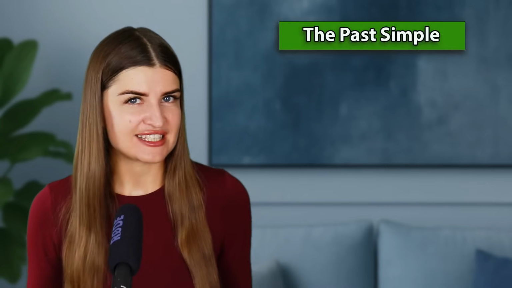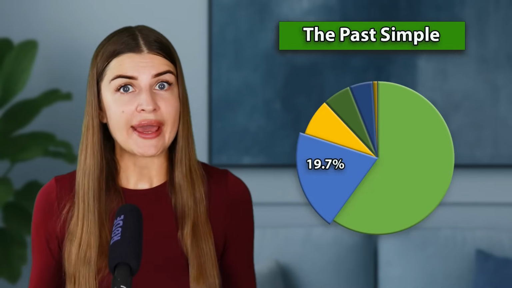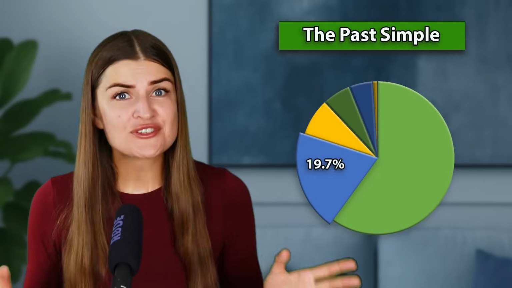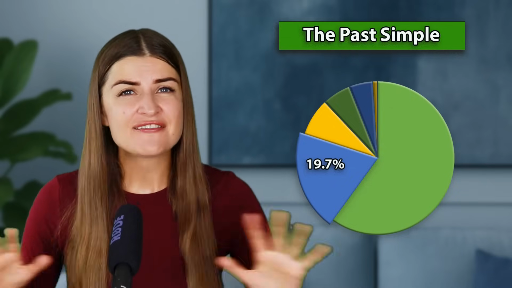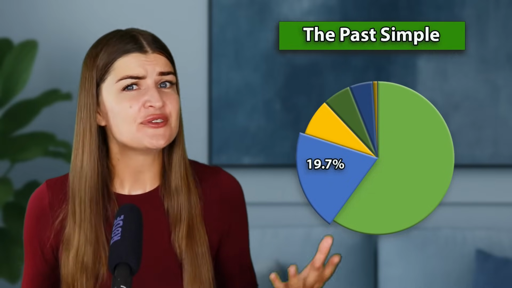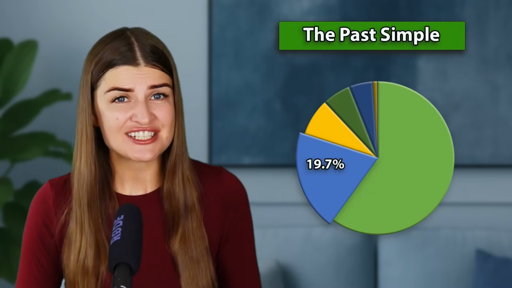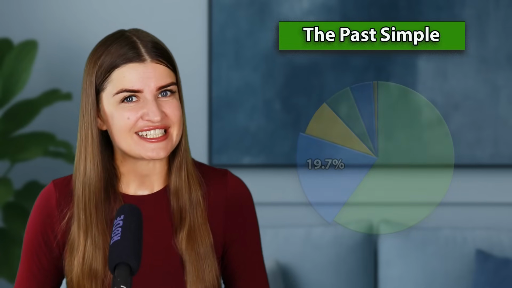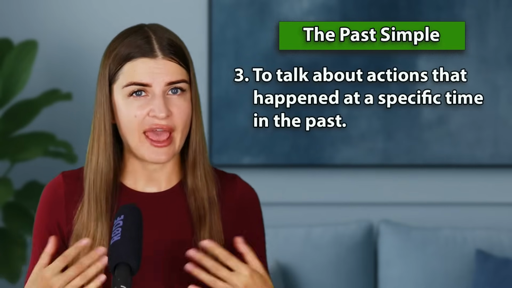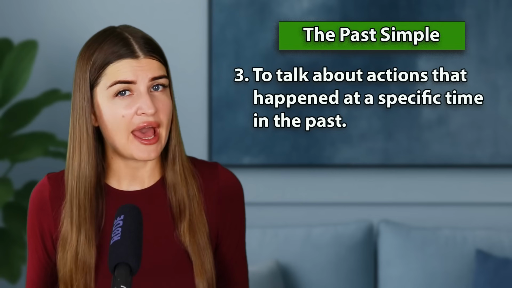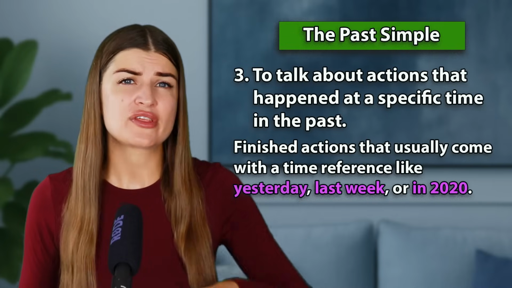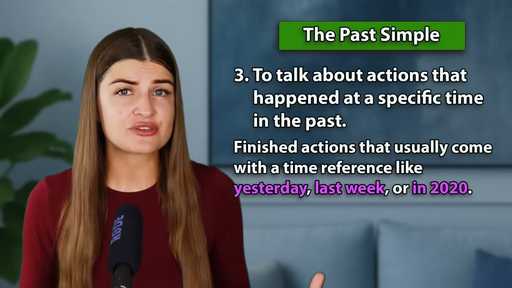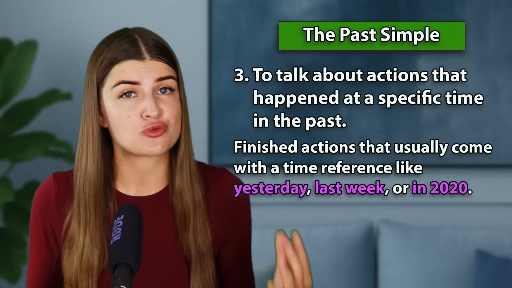Next up is the past simple, the second most used tense in English. Why? Because we love to talk about things that already happened. You'll see it everywhere in books, movies, news, stories, and everyday conversations. Here's how we use it. To talk about actions that happened at a specific time in the past. These are things that are finished and usually come with a time reference like yesterday, last week, or in 2020.